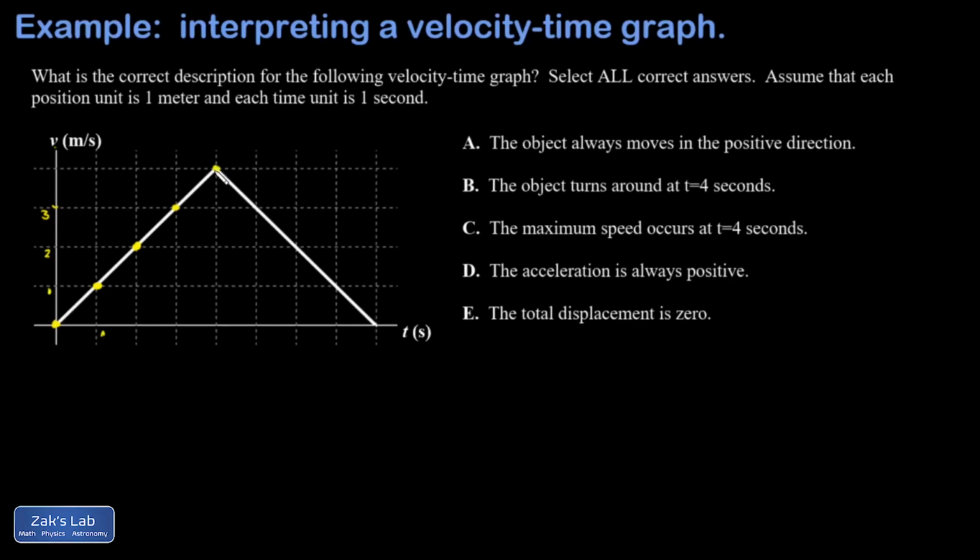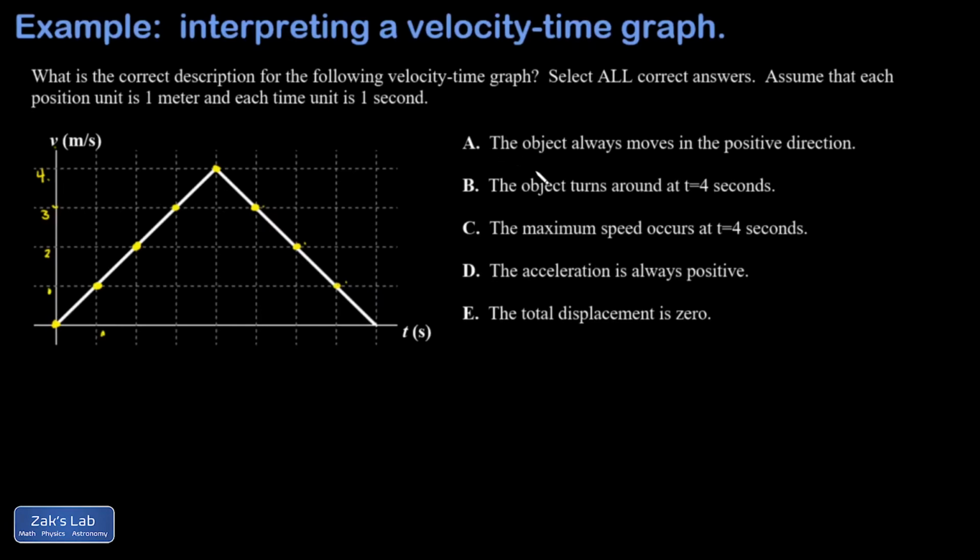It reaches a maximum speed at t equals 4 seconds, where the velocity is 4 meters per second pointing to the right. What happens after that is not a reversal of direction, because the velocity stays positive. It's plus 3 meters per second, then plus 2, then plus 1. In other words, the object continues to move to the right, but it's slowing down. So let's look at our options.